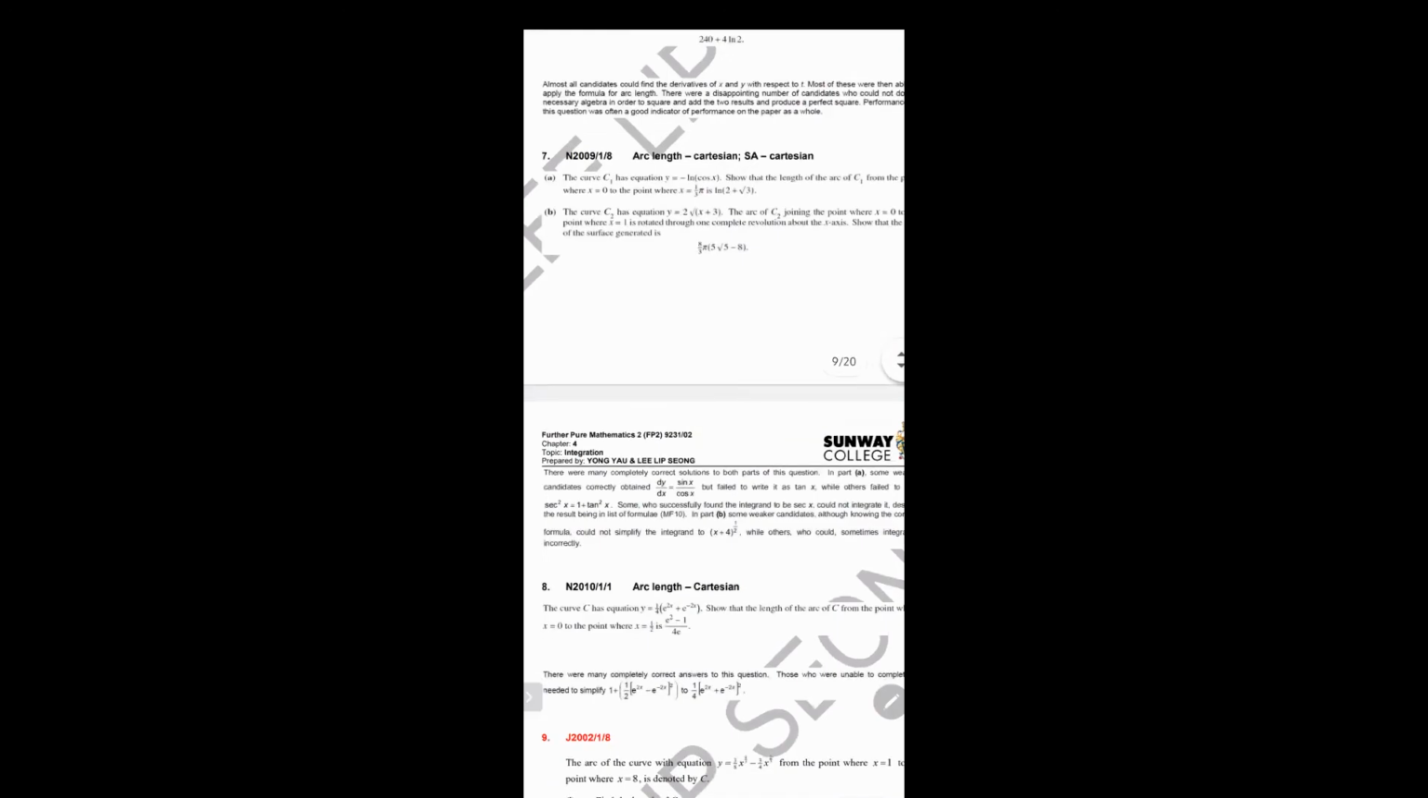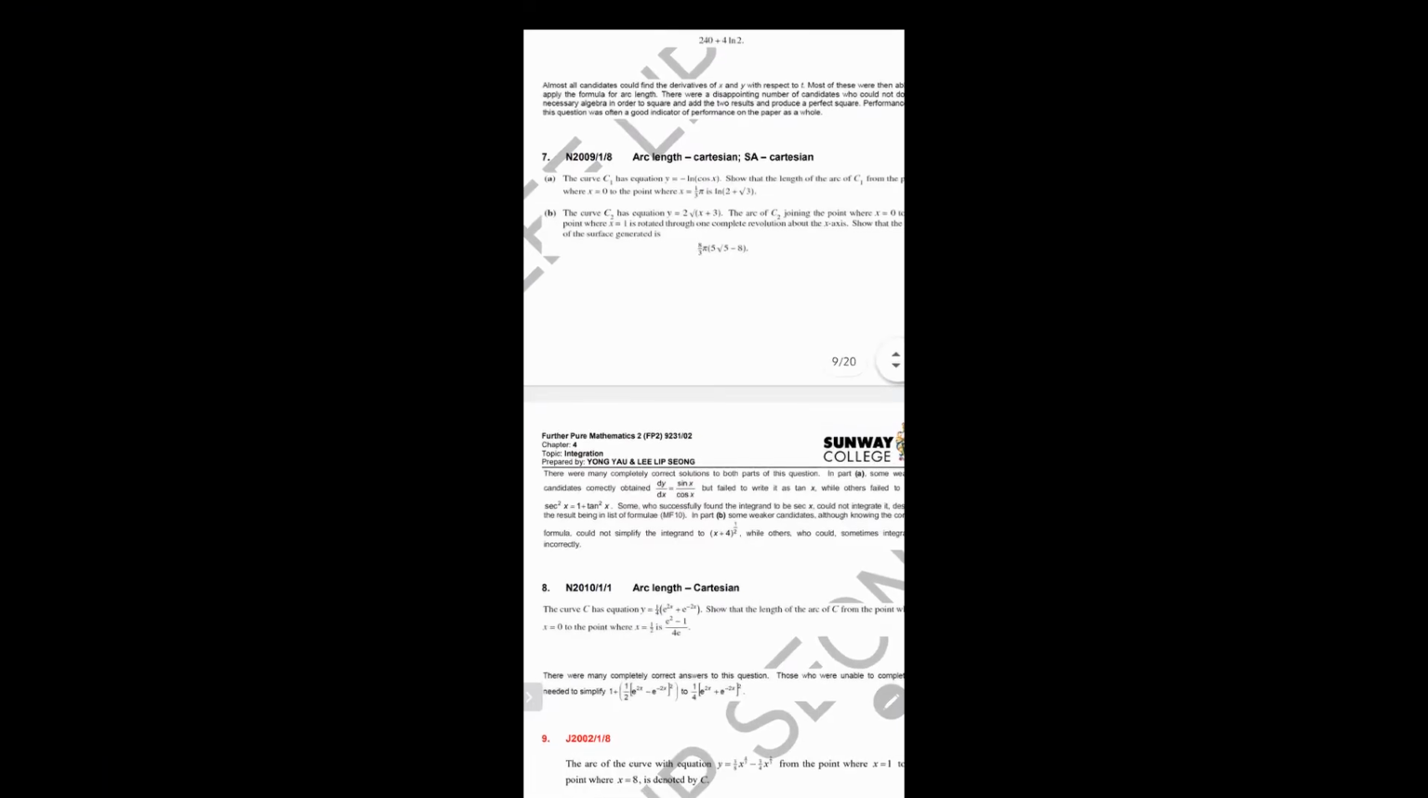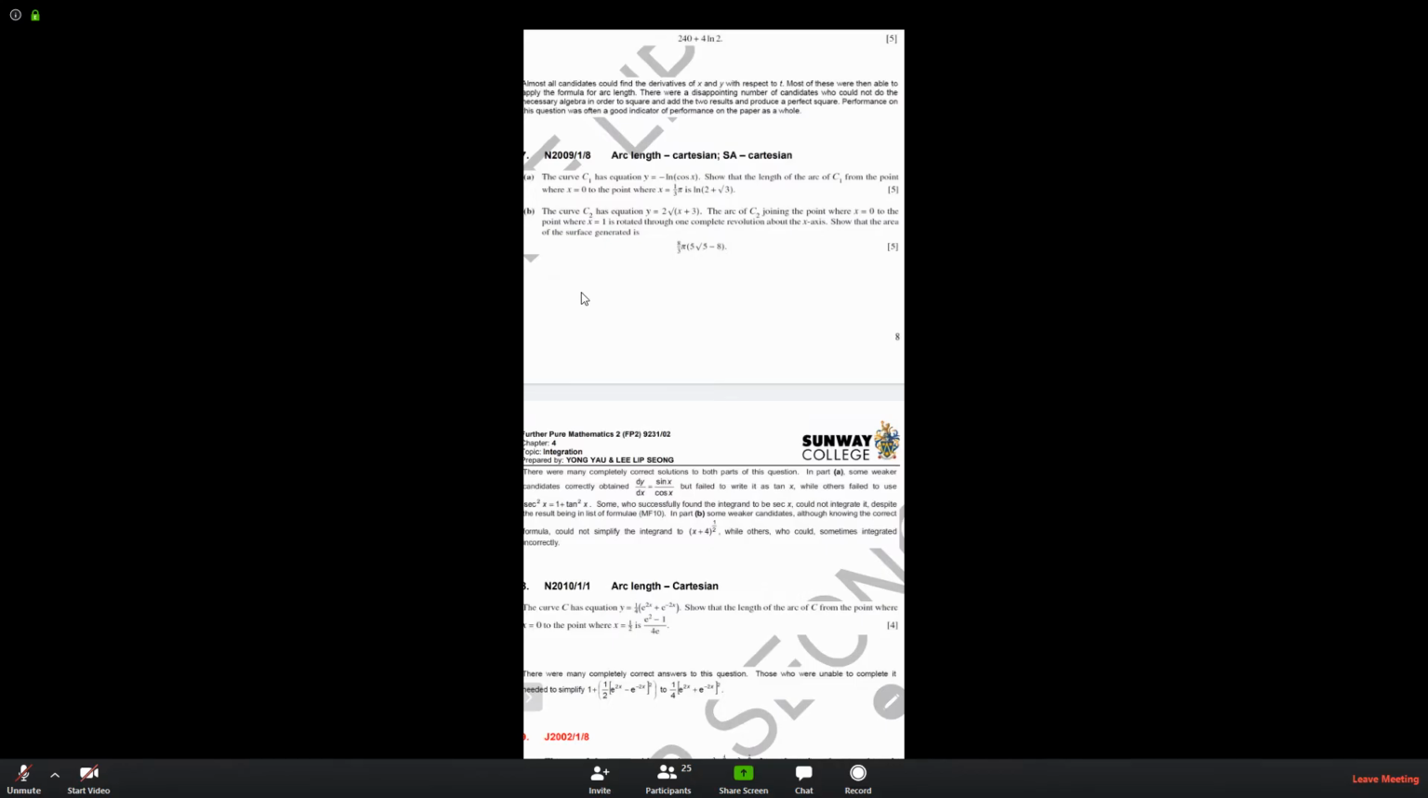Okay, so for question number 7b, particularly, we are now talking about b. The curve C2 has equation y equals 2 times square root of x plus 3. So the arc of C2 joining the point where x equals 0 to the point x equals 1, so you know you are going to integrate from 0 to 1, is rotated through one complete revolution about the x-axis. So when this is rotated about the x-axis, y is the radius.